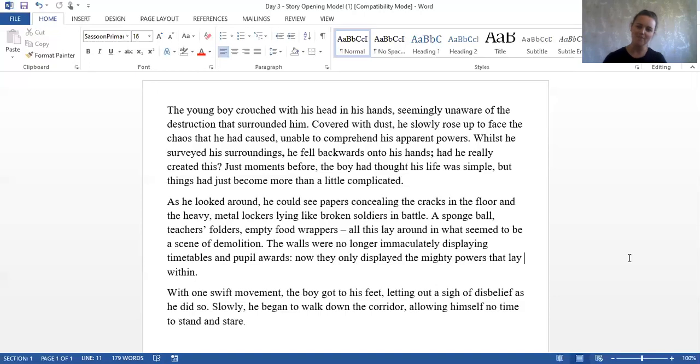Okay, some openers I really like are "covered with dust" in the first paragraph, and "with one swift movement" at the end. These add more detail and description, so they're really effective to use. And the final thing that I would like to talk about in this model is the variation in sentence structure and punctuation. There's quite a lot of different punctuation in here.